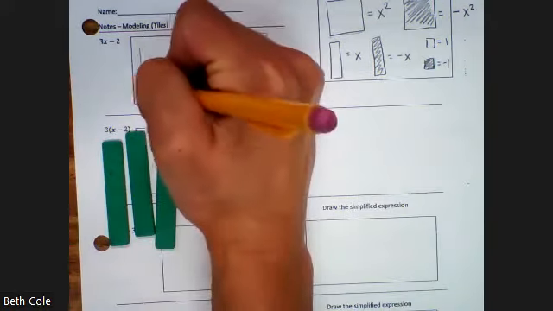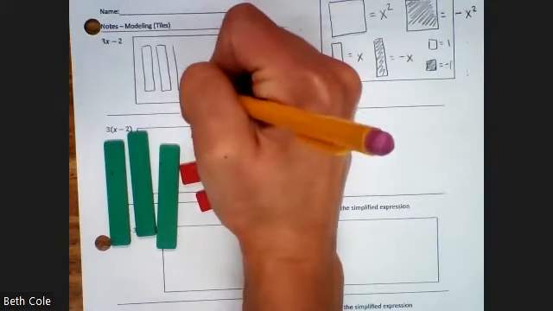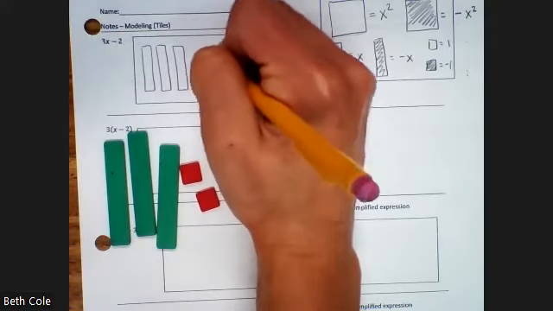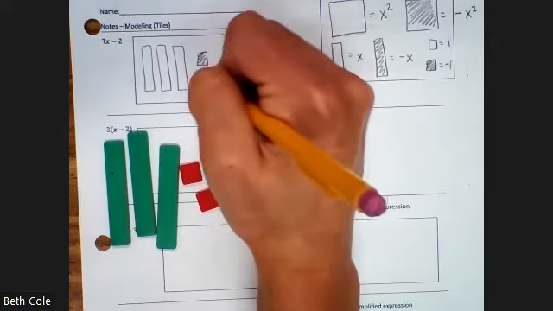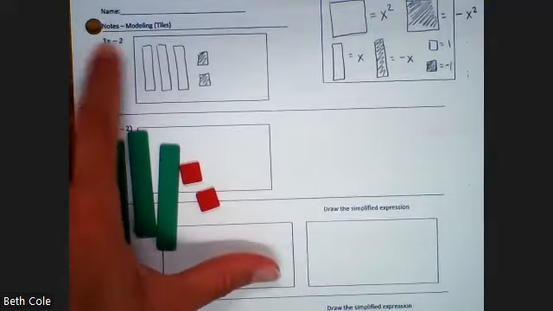So we have 3x. And if you draw your rectangles sideways, totally fine. It does not make a difference. However you do it is fine. And that's the answer to the question. That's all it is: can you represent it with the tiles? That's all. So for that one, we had 3 x's and then minus 2.